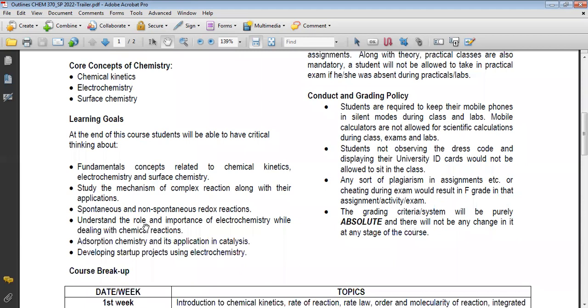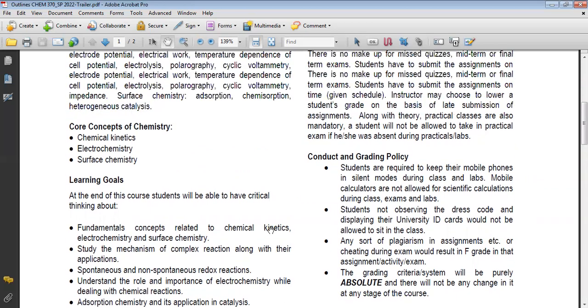These are the learning objectives. This course is very, very important, particularly related to electrochemistry as well as chemical kinetics, and I have written some of the learning objectives over here. At the end, I will try to highlight some projects which you can start by using the knowledge you have gained in electrochemistry and chemical kinetics.